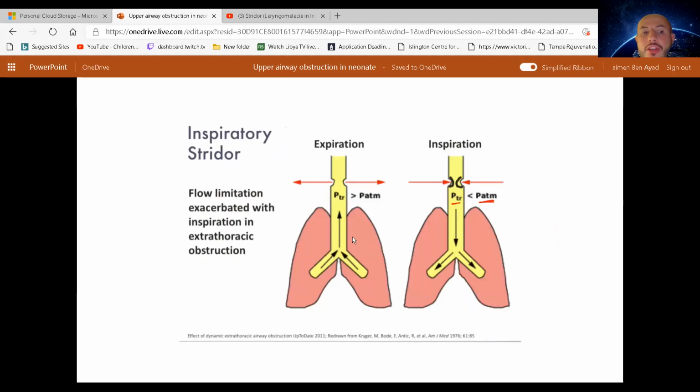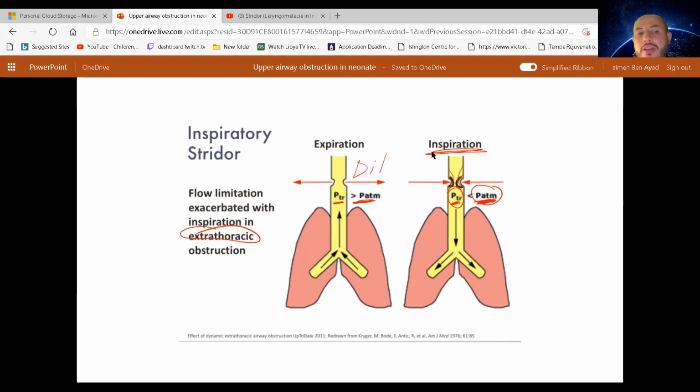Now, extrathoracic. In extrathoracic, there's no pleural pressure effect. There are only two pressures: atmospheric versus tracheal pressure. During inspiration, the tracheal pressure is lower than the atmospheric pressure, and when it's lower, it causes constriction. During expiration it goes the opposite way. The tracheal pressure becomes higher than the atmospheric pressure, and that's why you have dilatation.